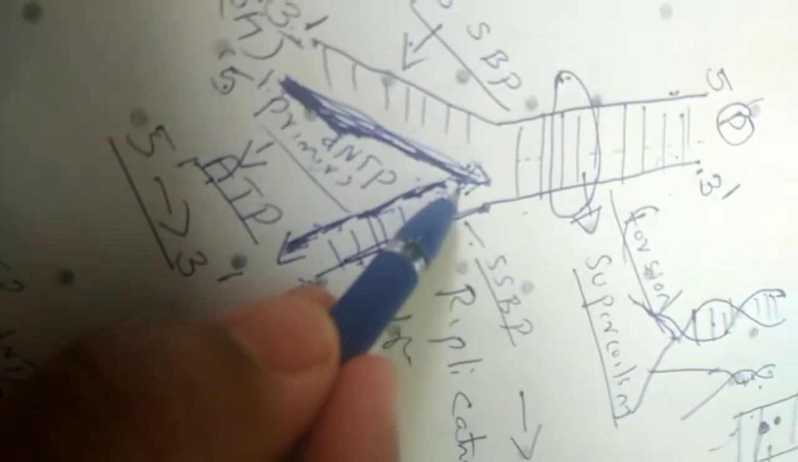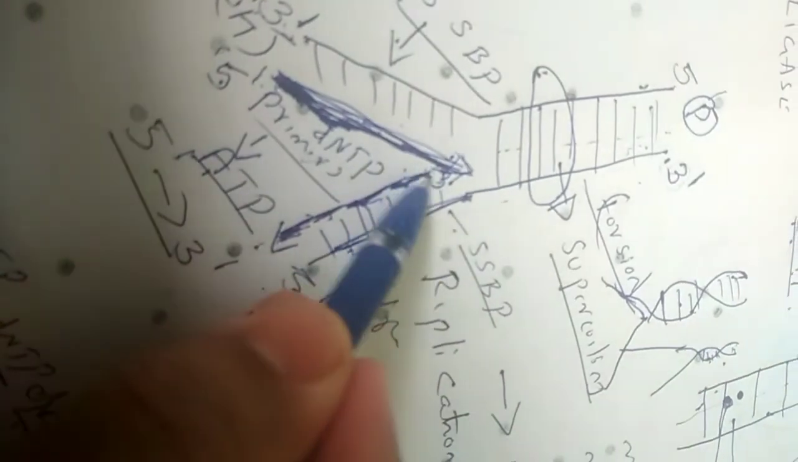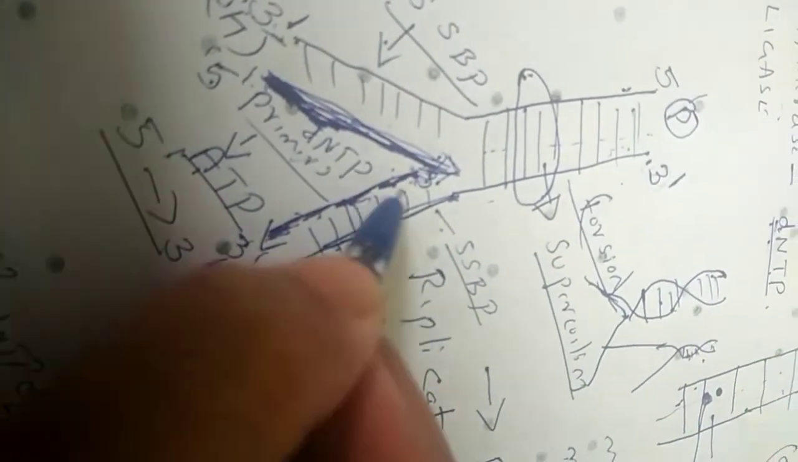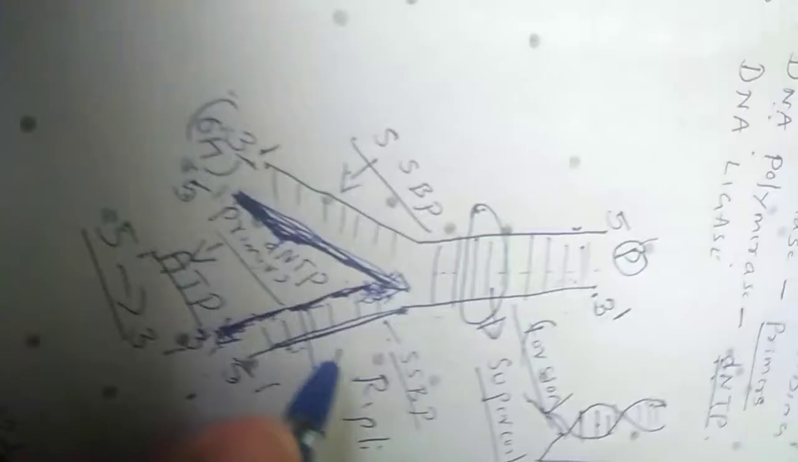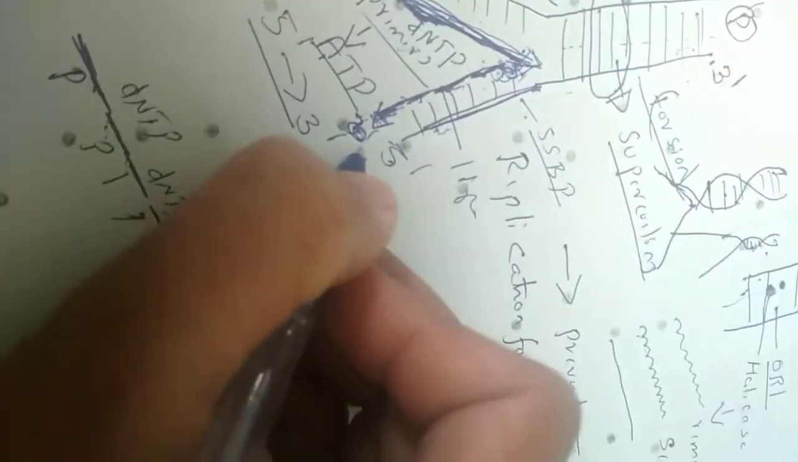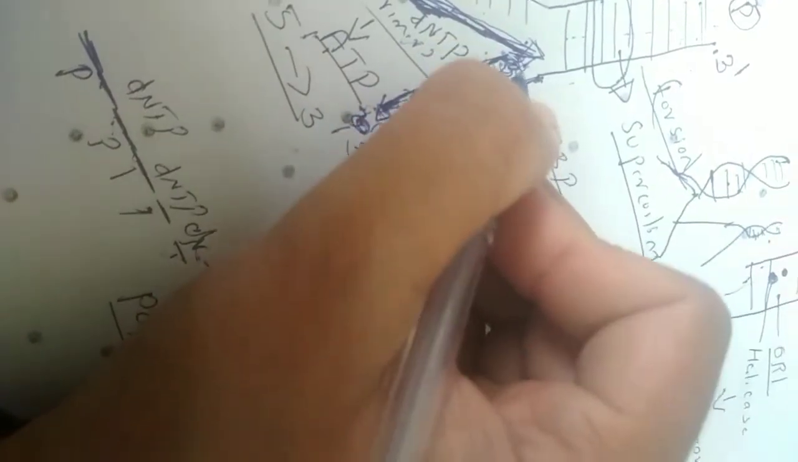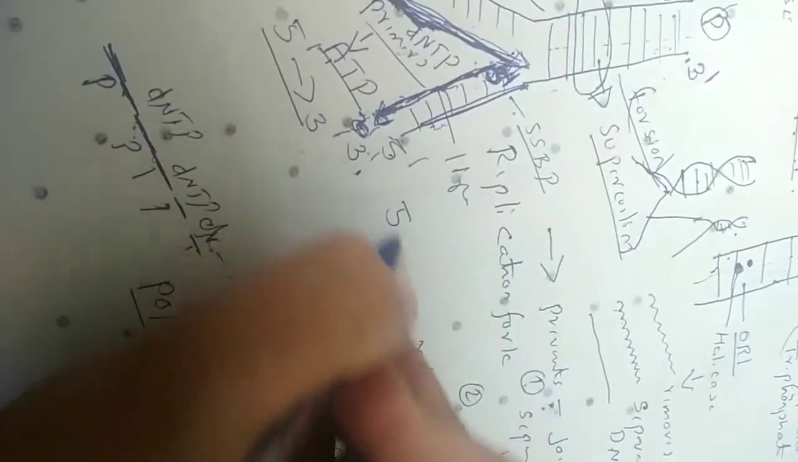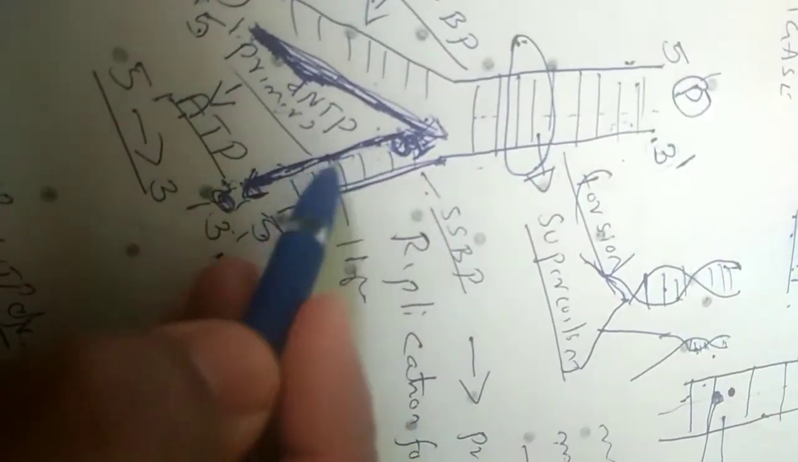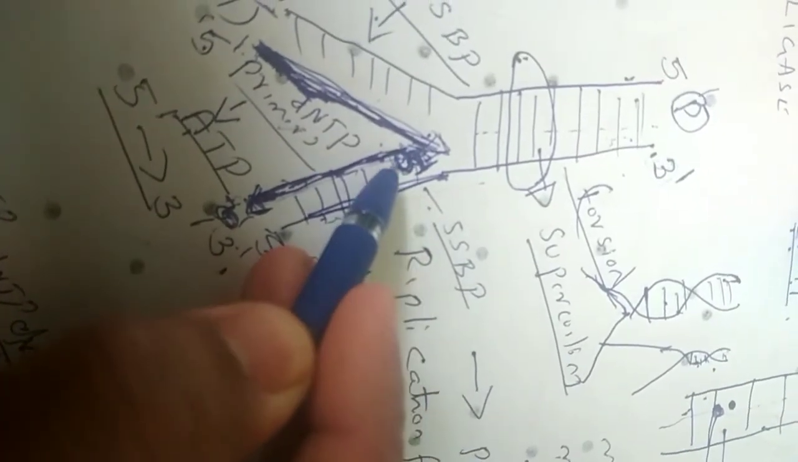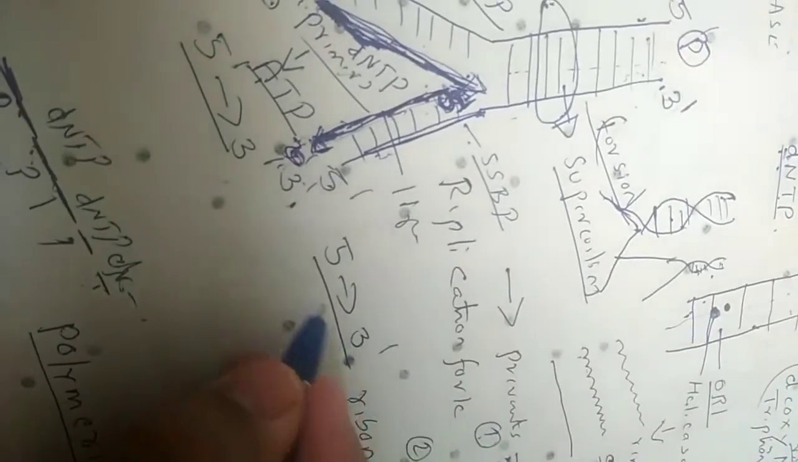Again, the synthesis of the new strand of DNA is from 3' to 5', correct? No, it is 5'. This is 3' and this is 5'. Sorry. Okay, so this is 3' and this is 5', correct? Now the replication will be from 5' to 3'. I was a bit confused actually because of my handwriting. So this is actually the polarity, and the new DNA strand will be in the polarity 5' to 3'. Done, very easy.